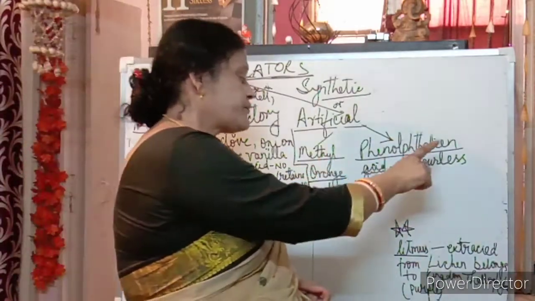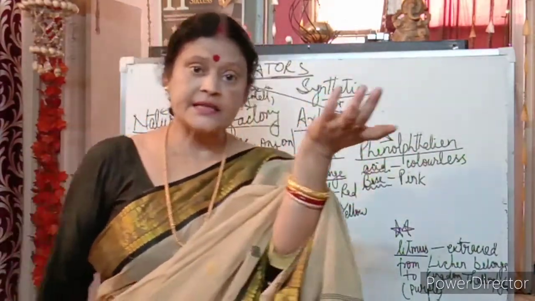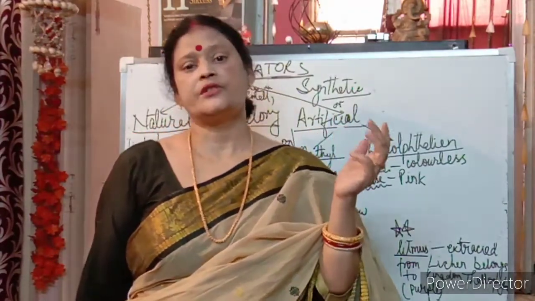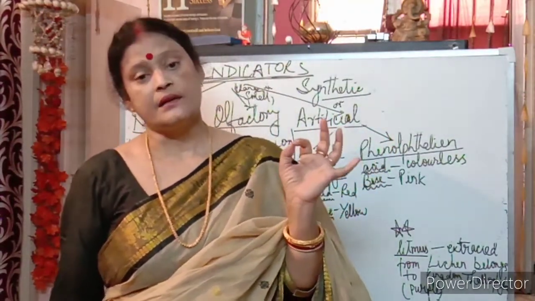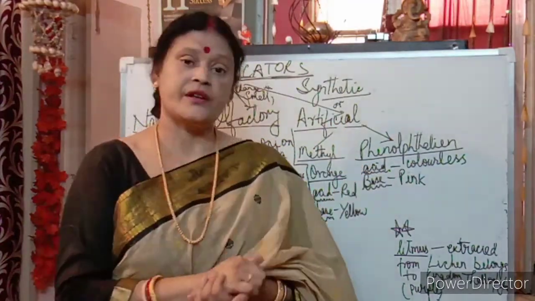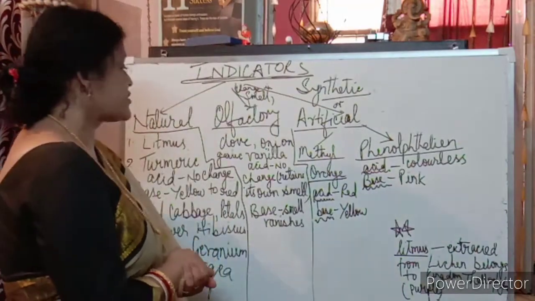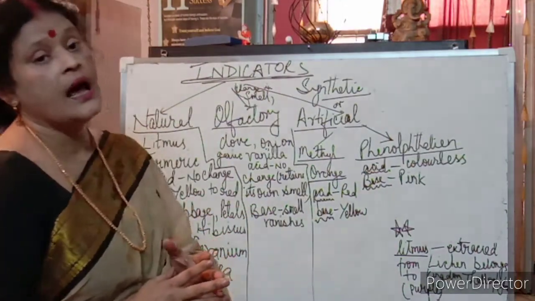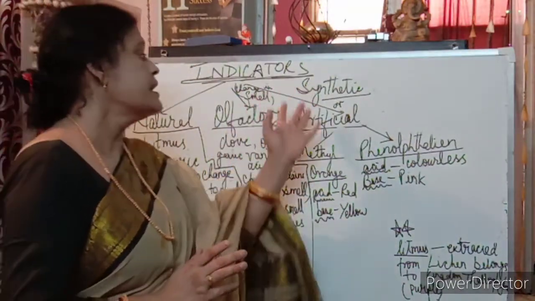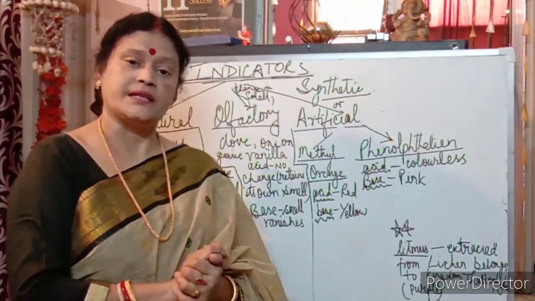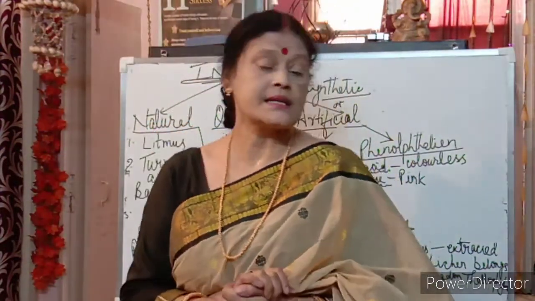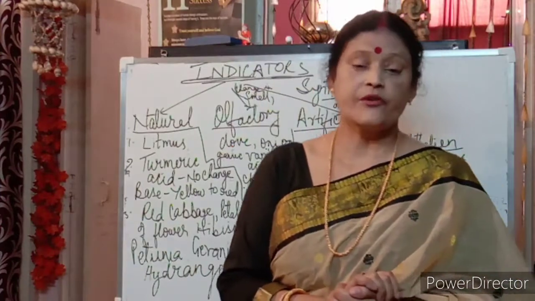Next comes phenolphthalein. In acid it is a colorless solution. When we drop base in it, it converts to what? Pink color. Pink color, phenolphthalein. Clear, student? So these are all very, very important indicators: natural indicator, olfactory indicator, and synthetic or artificial indicators. Clear, student? I hope you understood about all these. Keep learning for your board and all.